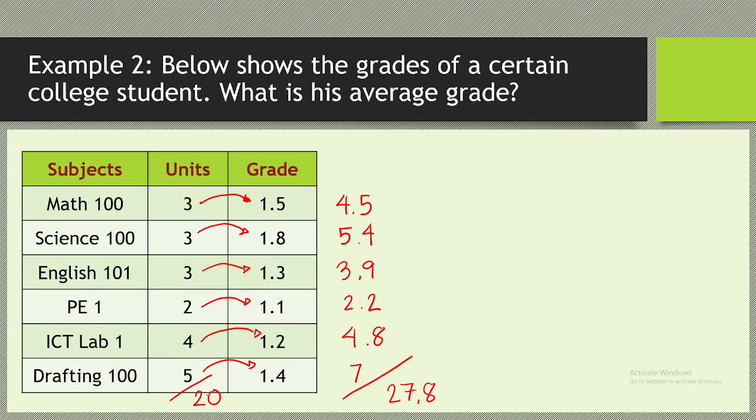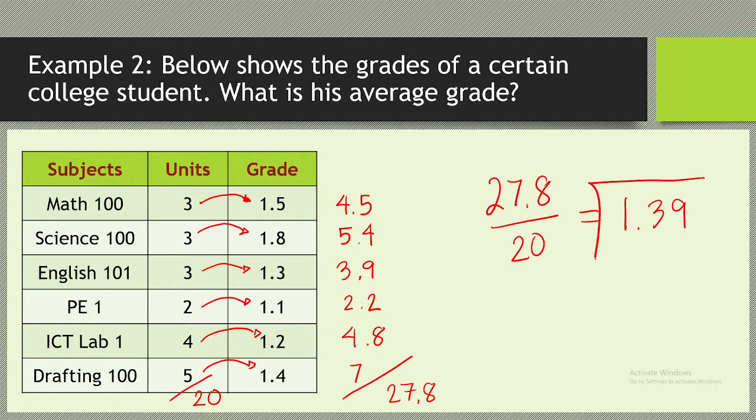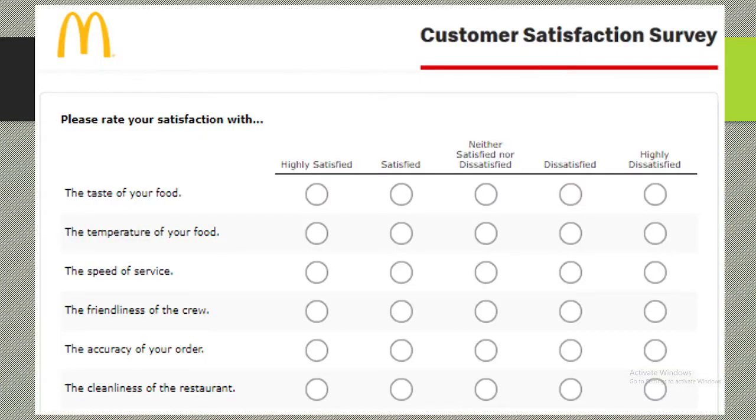So dividing 27.8 by 20, this will give us, again, 27.8 divided by 20 will give us a 1.39 average grade. Okay? Let's go to another example.